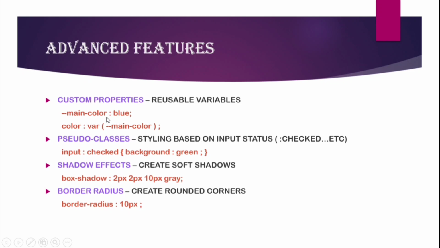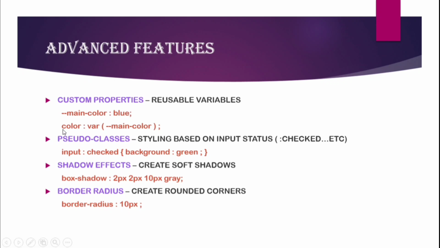Then we have custom properties. Here custom properties are nothing but reusable variables. By using the root element, we can mention the colors or the font sizes that we want to use in the website, that you want to repeat again and again. But you don't want to write them again and again. You would have to write color blue, next I have to write hash f0 for the main color. So I don't have to write all of them.